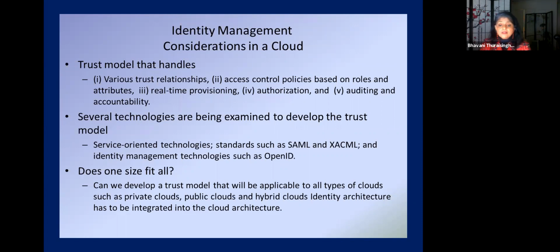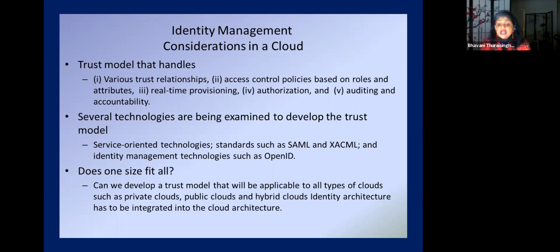There are commercial products. Several technologies are being examined to develop the trust model, mainly service-oriented technologies, standards such as SAML, Security Assertion Markup Language for identification and authentication, and XACML, Extensible Access Control Markup Language. This is for web services, for access control, for authorization. And these technologies have been applied and implemented in the cloud, right? For cloud access control and identification. And identity management technologies, there are like OpenID and various products that are standards and products coming out.